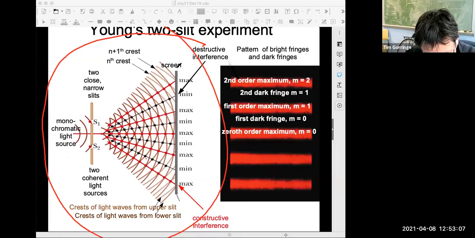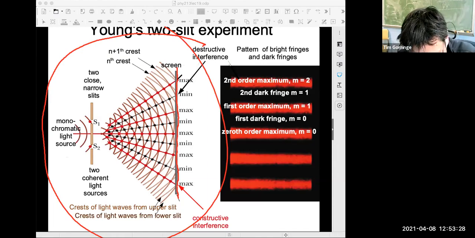What Young did was place a screen for the light to fall upon over on the right, far away from the slits. And so what happens on the screen is you get patterns of fringes, we call them. You get patterns of interference.